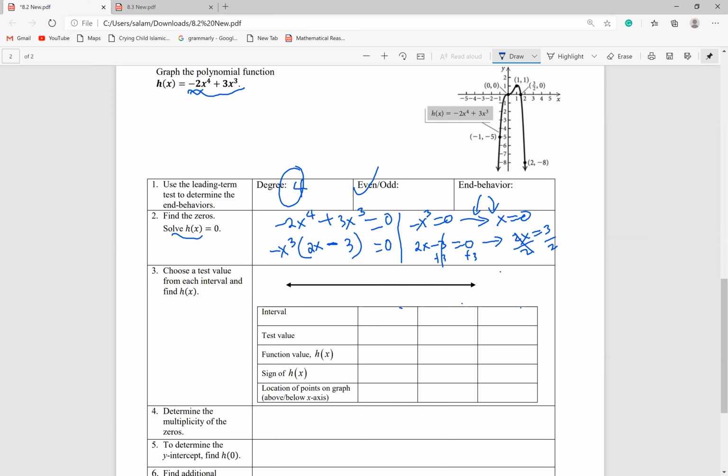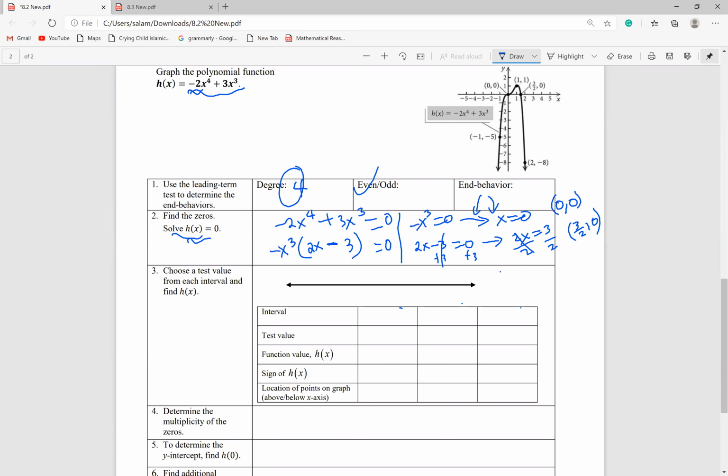And at that point, what did we set to 0? H of x, which is more like your y. And like I said, that is your x-intercept. So simply we got x equals 0 and x equals 3 over 2. But at that point, your y is 0. So you have x equals 0, y equals 0, and here you have x equals 3 over 2 and y equals 0. So those are our x-intercepts. Those are the points we are going to use on the graph.